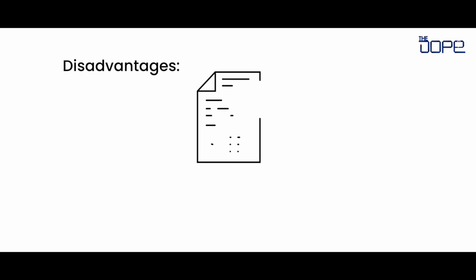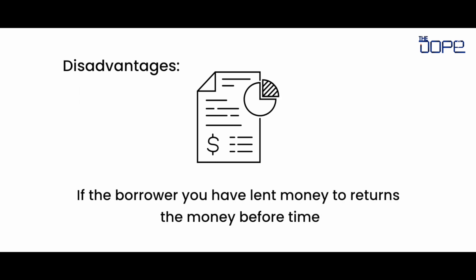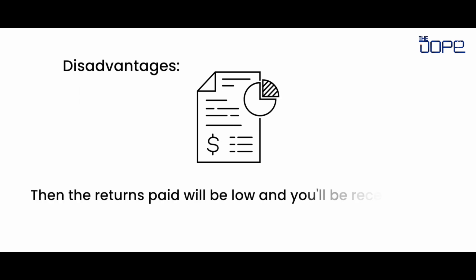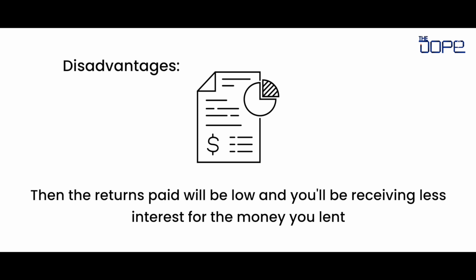And number 3, if the borrower you have lent money to returns the money before time, then the returns paid will be low and you'll be receiving less interest for the money you lent.